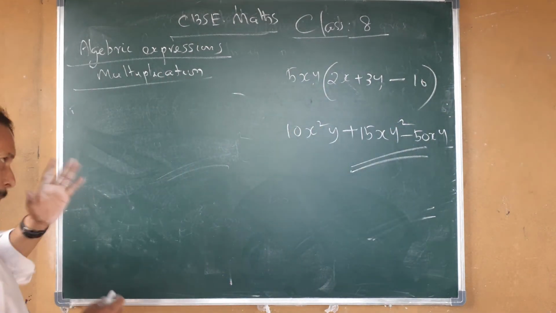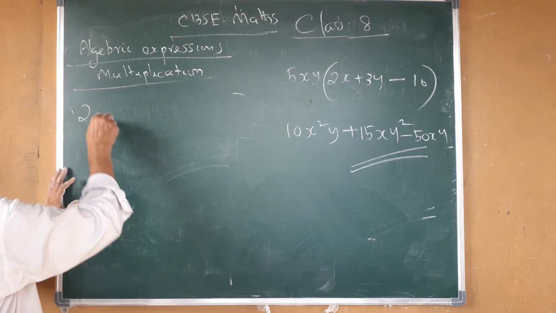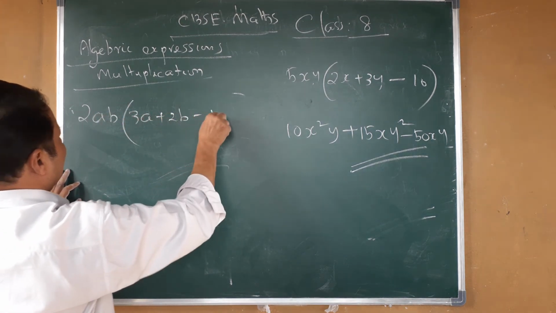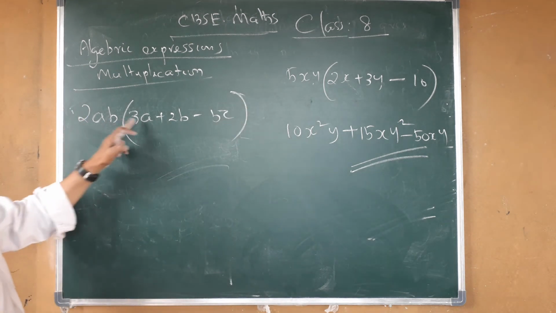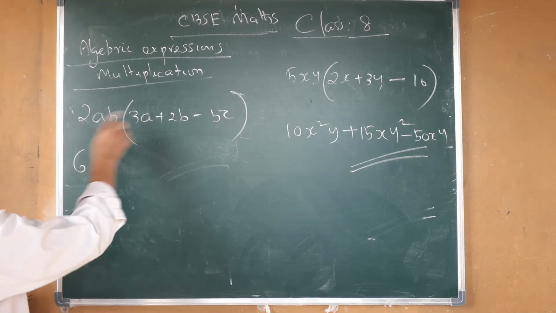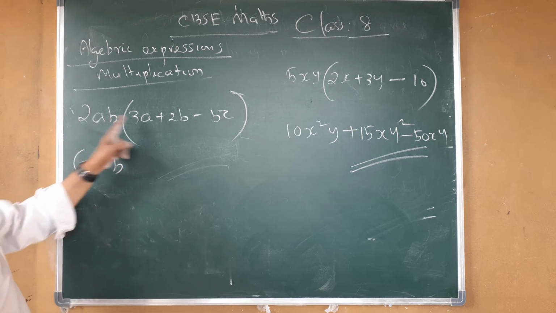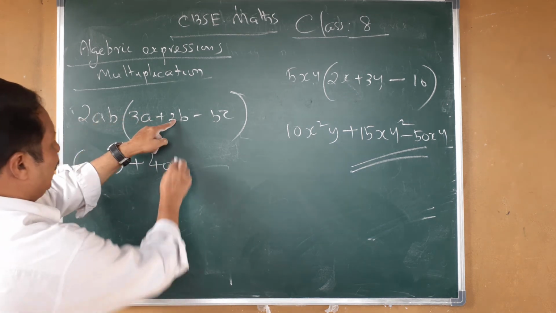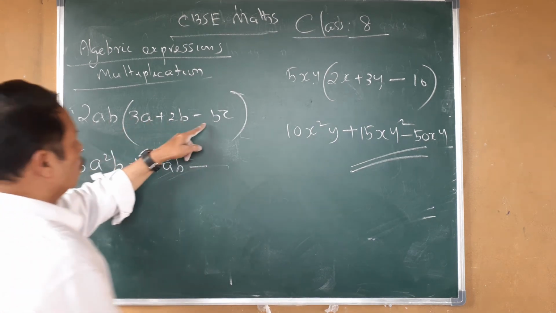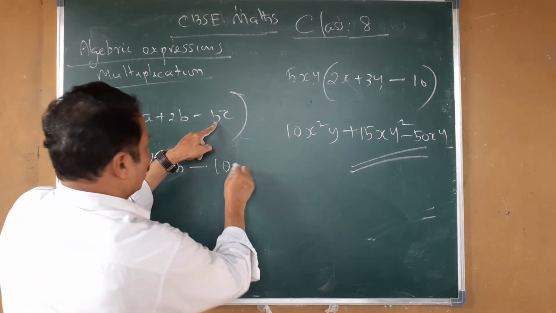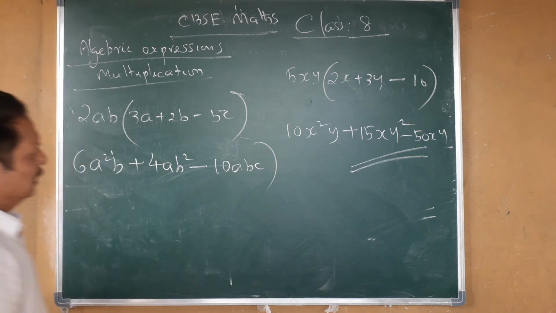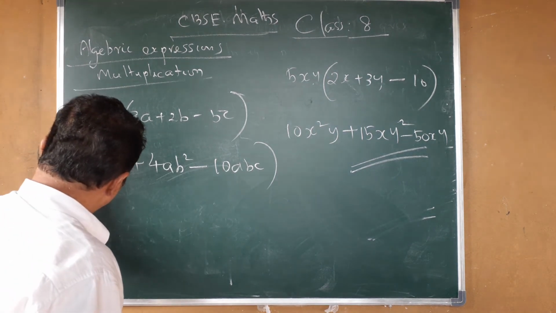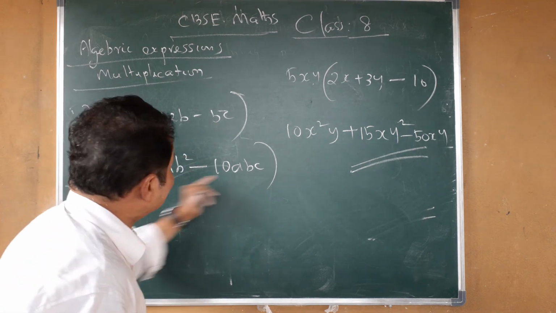Are you ready? One more example. 2ab into 3a plus 2b minus 5c. 3 into 2, 6. a into a square, b also. 2 into 2, 4. a, b into b square. 2 into 5, 10. ab is not here. Is it clear the answer? Multiply monomial by these 3 terms.